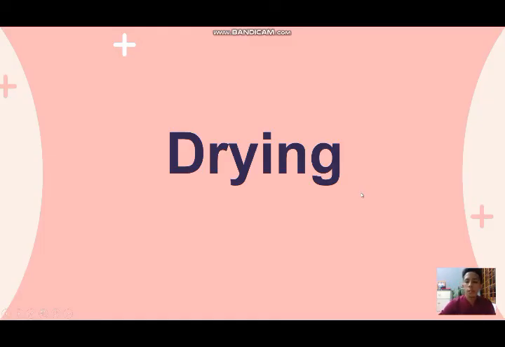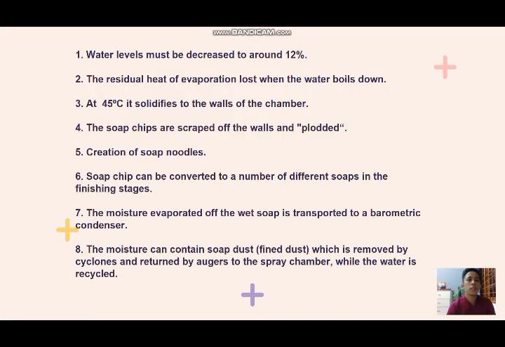Next I will continue with the drying process. Water level must be decreased to around 12%. This is achieved by heating the soap to around 135 degrees under pressure to prevent the water from boiling while the soap is still in the pipes, and then spraying it into the evacuated chamber. Next, the residual heat of evaporation lost when the water boils decreases the temperature of the soap. At 45 degrees Celsius, it solidifies on the walls of the chamber.